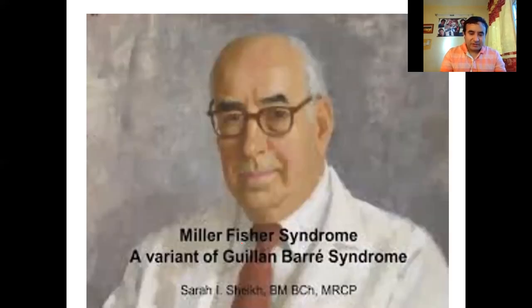Later on, near about 1956, Miller Fisher described one important variant of Guillain-Barré syndrome, where there is areflexia, ataxia, and ophthalmoplegia. Areflexia means that when you try to elicit the reflex, there is an absent reflex. When the patient tries to walk, there is a loss of coordination, and the patient has ataxia. And on ocular examination, the patient has ophthalmoplegia. So this condition is called Miller-Fisher syndrome, and it's one of the variants of Guillain-Barré syndrome.